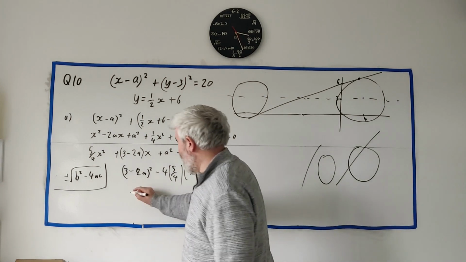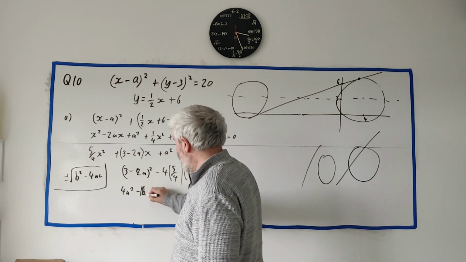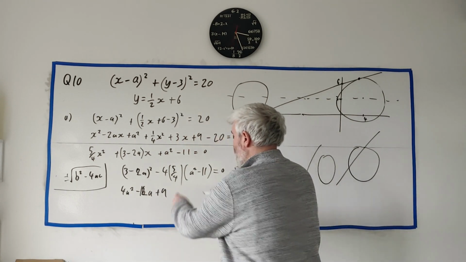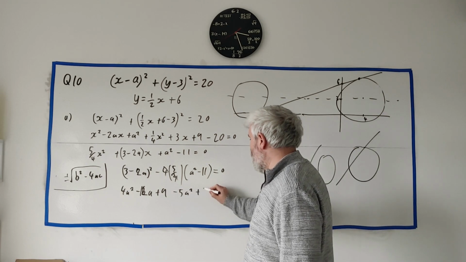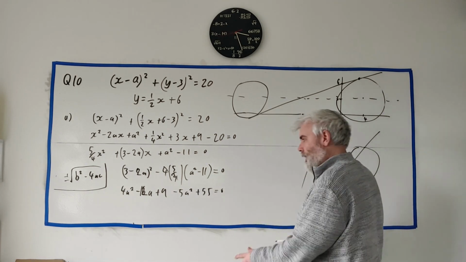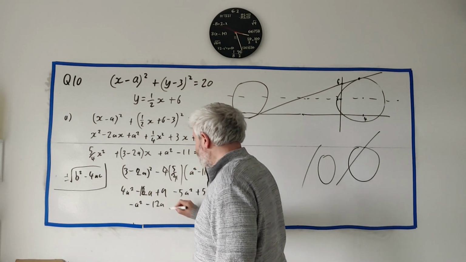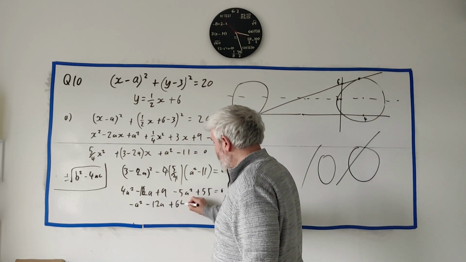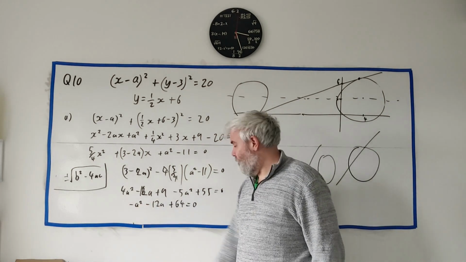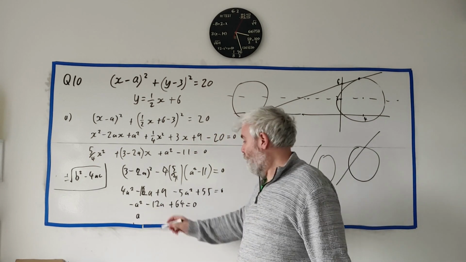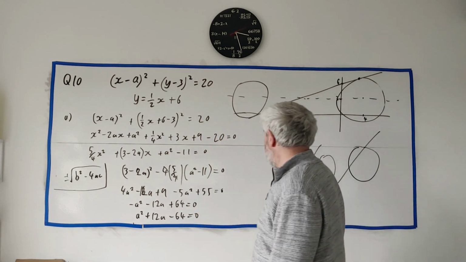Let's clean all this up. Multiply this guy out. We get 4a squared minus 12, minus 12a plus 9. The 4's cancel here. We get minus 5a squared and plus 55 equals 0. Clean all this up, we get minus a squared. How many a's? Minus 12a and plus 64 equals 0. You can solve it from here, but I like to have a positive out front, so I'll multiply everybody by minus 1. Get a squared plus 12a minus 64 equals 0.